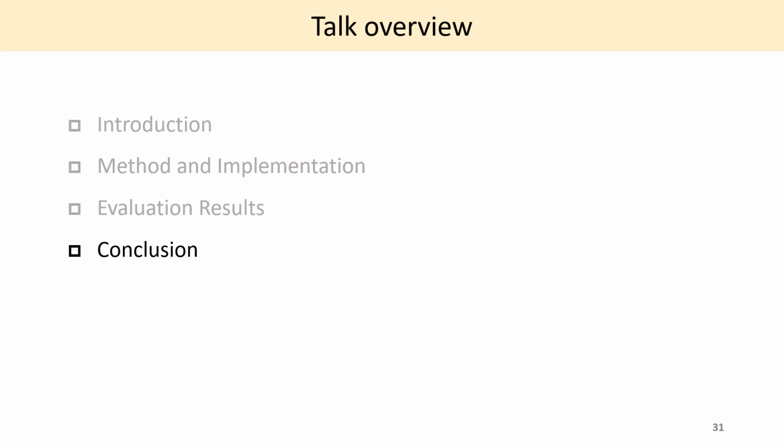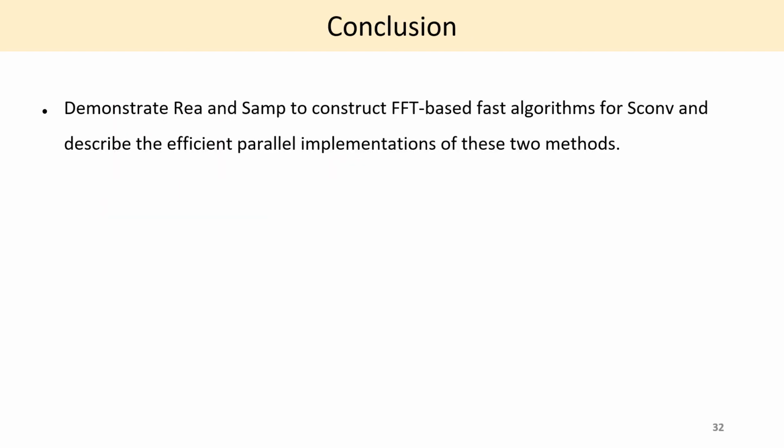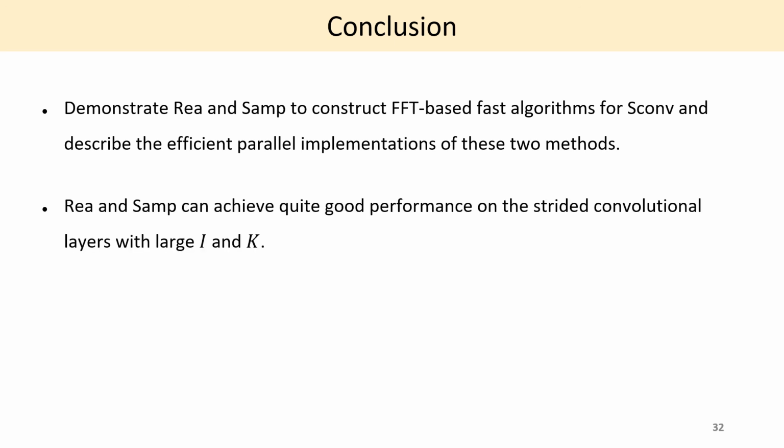Now we come to the last part, conclusion. In our work, we first demonstrate the arrangement and sampling-based methods to construct FFT-based fast algorithms for strategic convolution, then describe the efficient parallel implementations of these two methods. And these two methods can achieve quite good performance on the strategic convolutional layers with large input feature maps and kernels. In addition, the arrangement-based method is better than the sampling-based method in most cases.